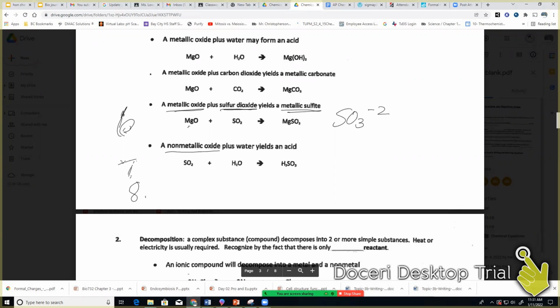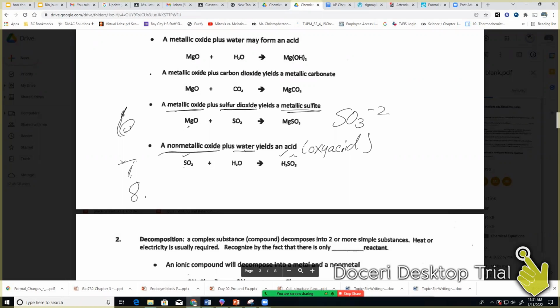Next one, a non-metallic oxide. So now a non-metal with oxygen plus water is going to give you an acid, and it's going to be an oxy acid. That's the type of acid, not a binary acid, oxy acid. Remember, acids start with hydrogen. So once again, you can see it's just added up. My 2 hydrogen, my 1 sulfur, and then I put my oxygen together to get the end of that.